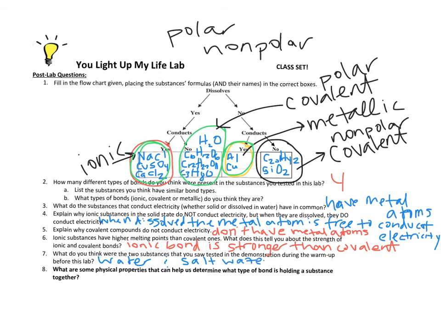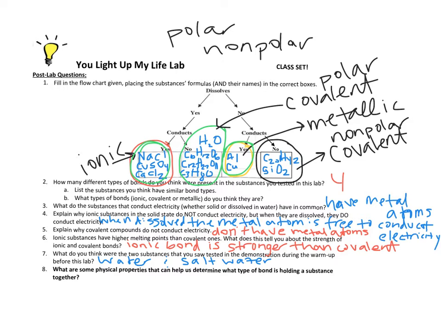So if I dissolved the salt in the water, it looks like there's nothing in it. But this one conducts electricity because the sodium and the chlorine ions are separate from each other. So it allows the metal atoms, those sodium metal atoms, to conduct electricity when it's dissolved in water. All right.